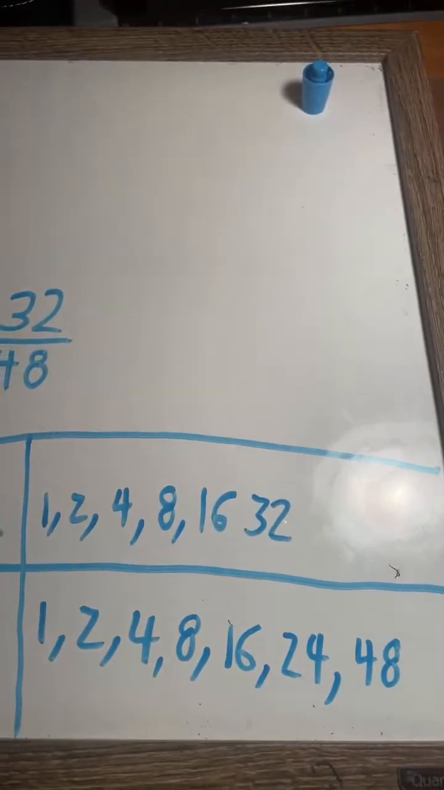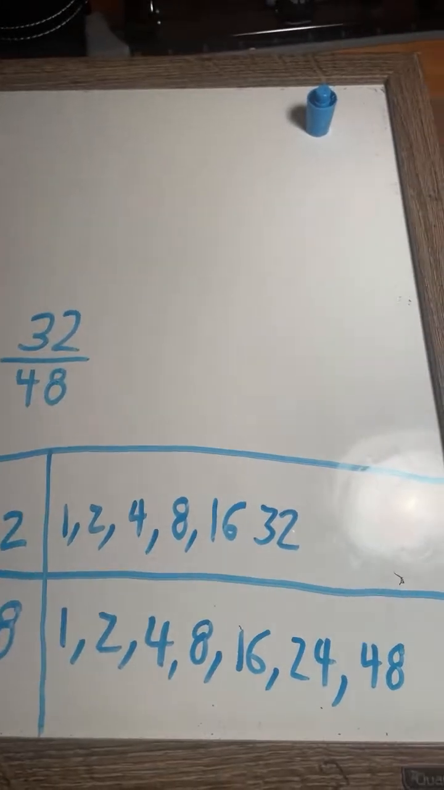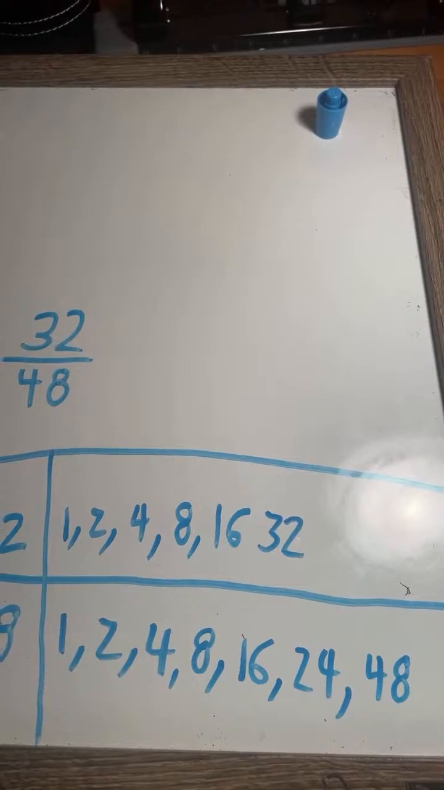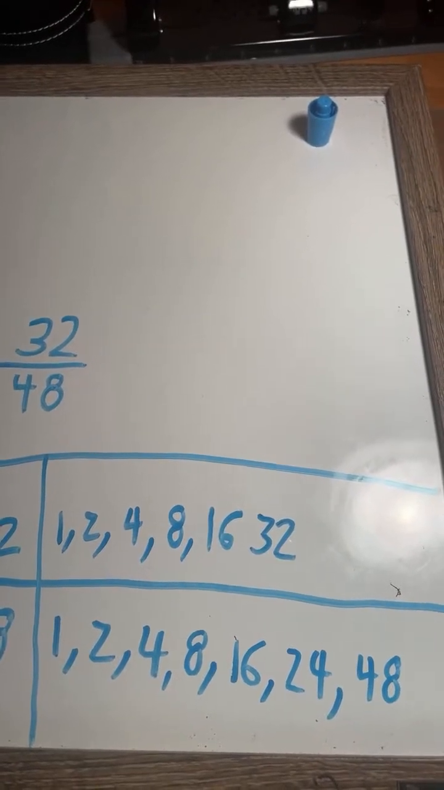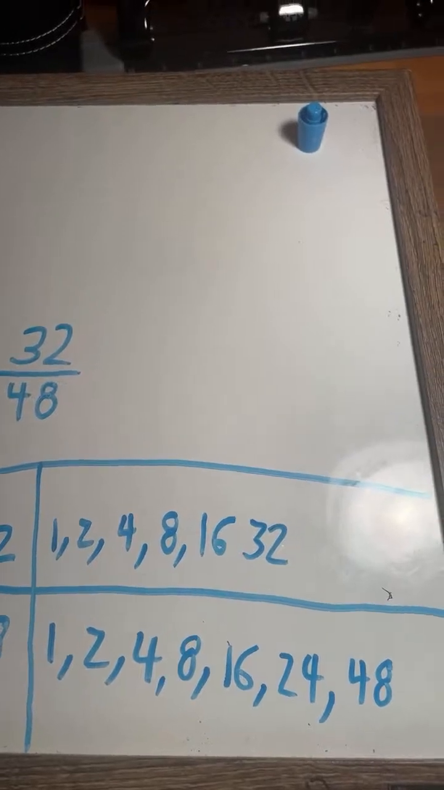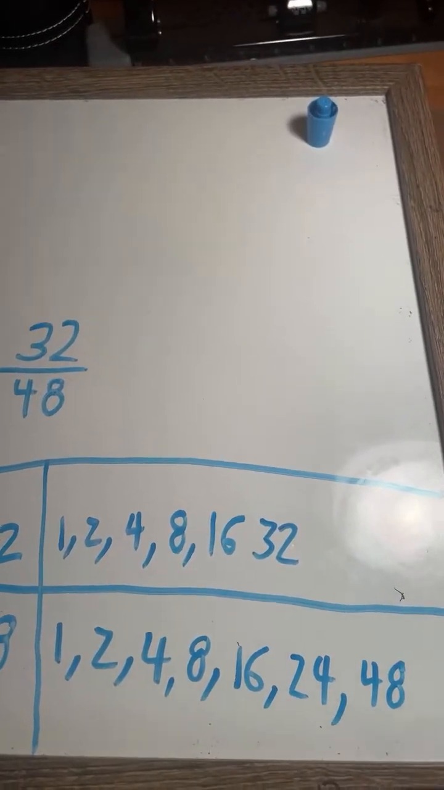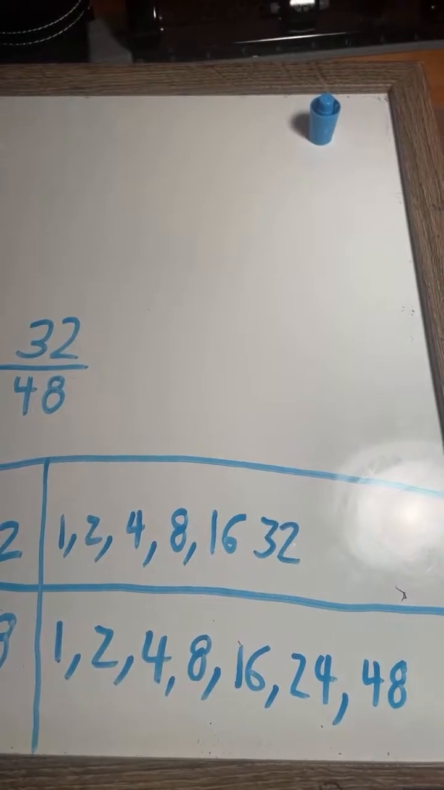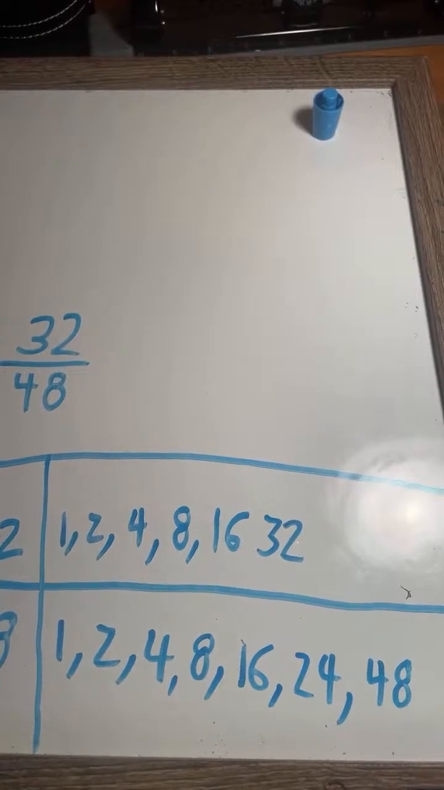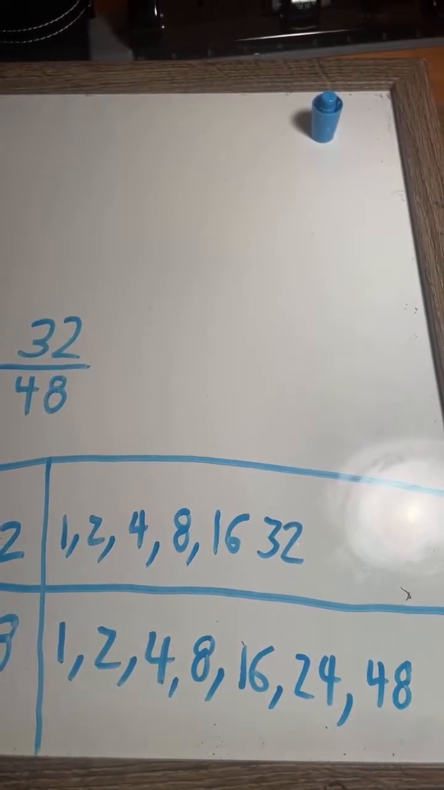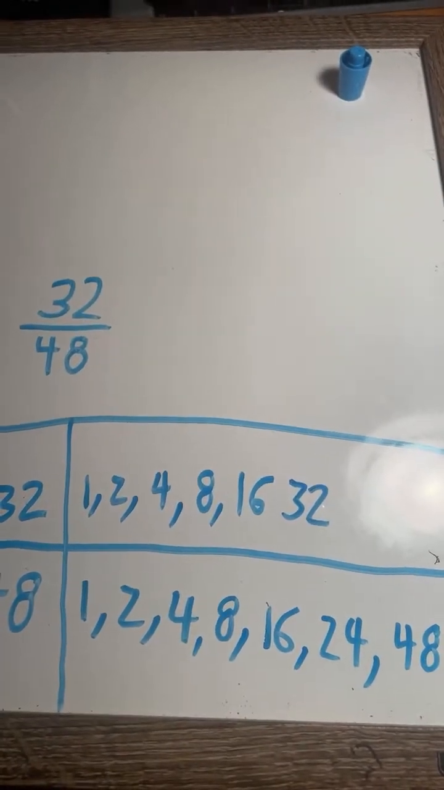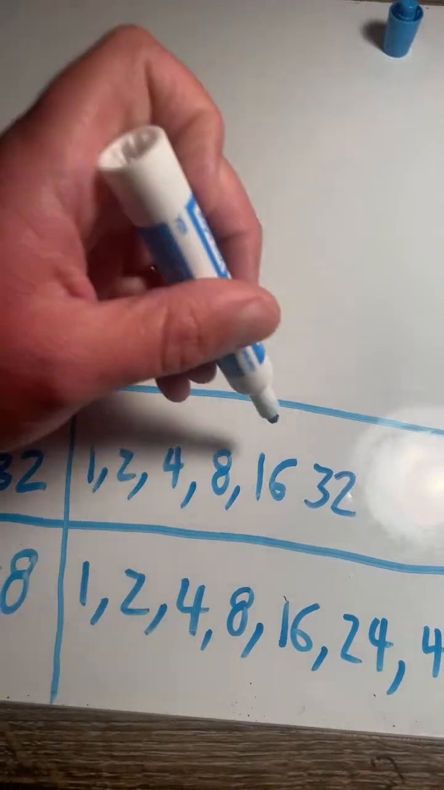So these are all the factors of the two numbers, and we are looking for the greatest common factor. Now 48 is a factor of 48, but 48 is not a factor of 32, so even though that's the biggest number, that would not be a common factor. 32 is a factor of 32, but it's not a factor of 48. 24 is a factor of 48, but it's not a factor of 32. The greatest common factor, the biggest number that both 32 and 48 have in common, is 16.